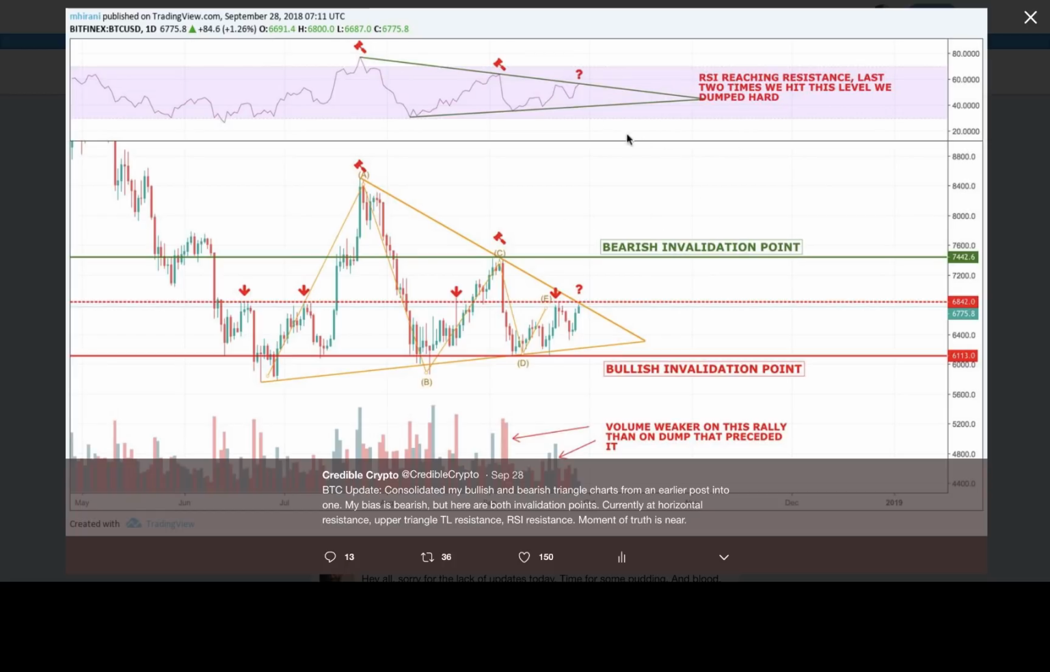Another couple of things that I noticed was that we have this triangle forming on RSI as well, which had also reached resistance at this point. So I was expecting, as you can see, it hit the top of the trend line, hit resistance on the triangle. I was expecting this to break down from here.